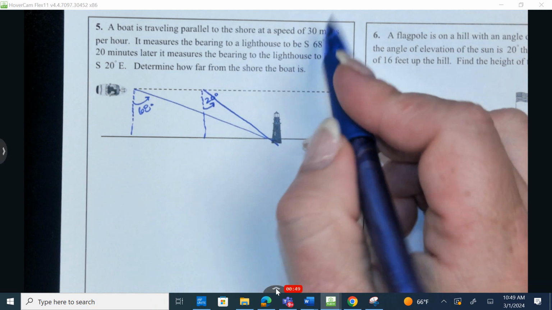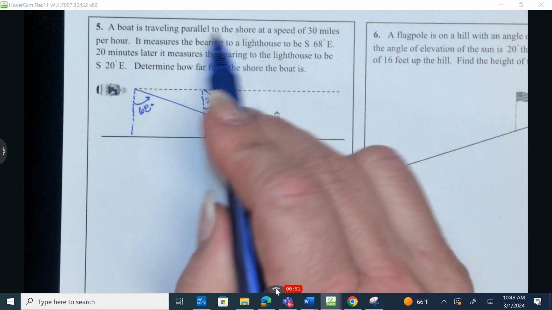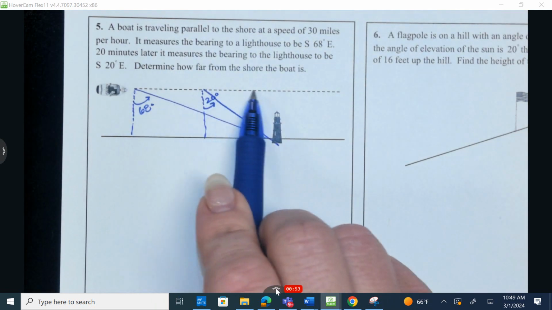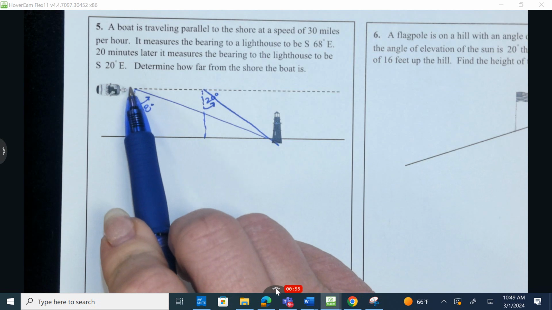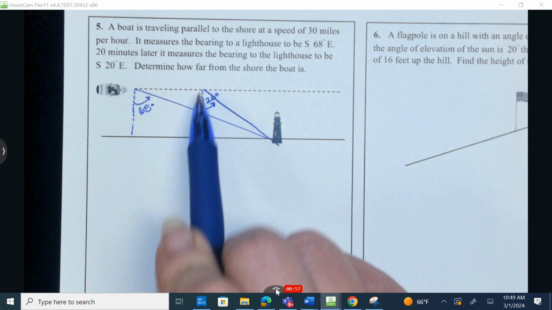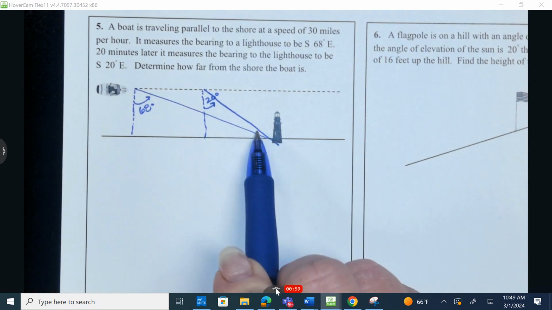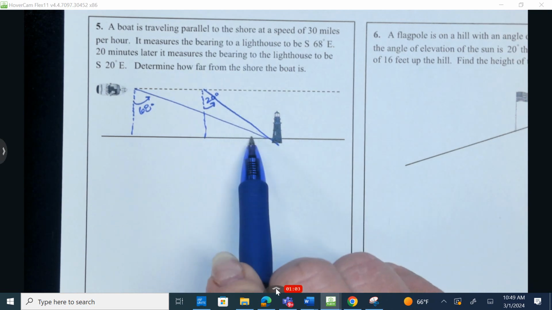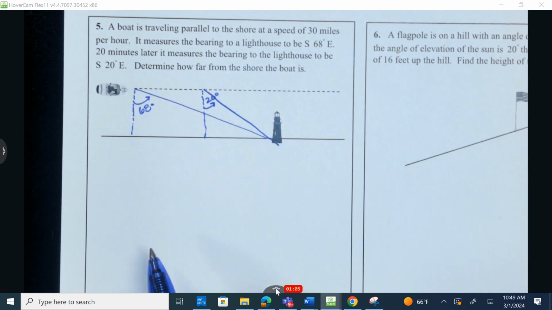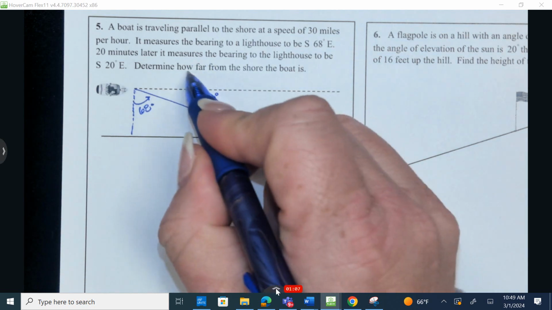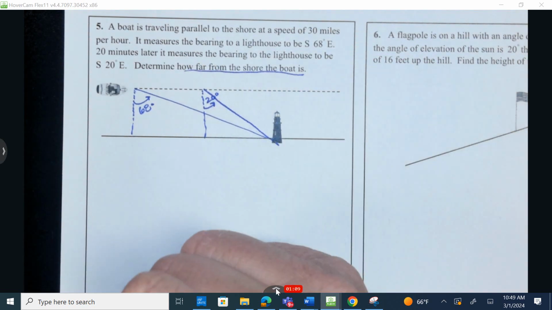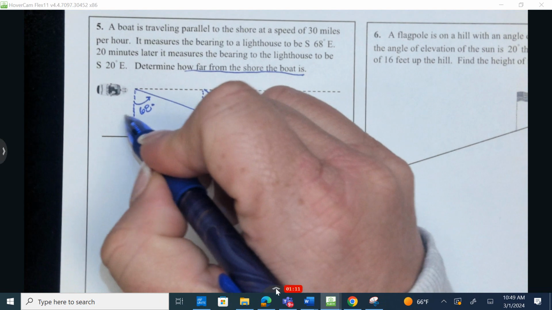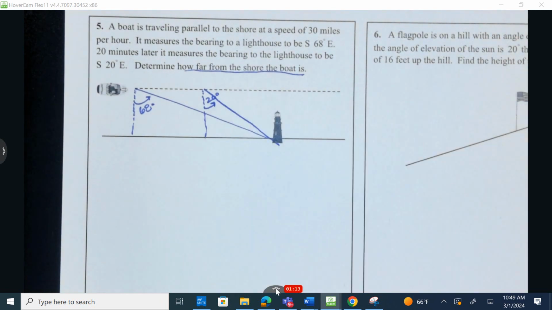Now, it states up here that the boat is traveling parallel. So the entire time it's traveling parallel, that means this distance from the boat to the shoreline is the same as this distance, the same as this distance, if we mention a third positioning to the lighthouse. And so it remains parallel, and we want to determine how far the boat is from the shoreline. So this distance here is the same as this distance right here.